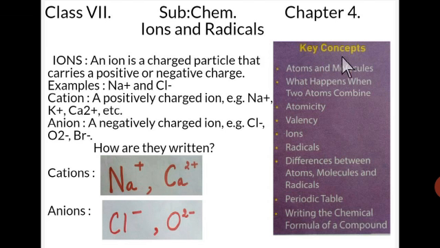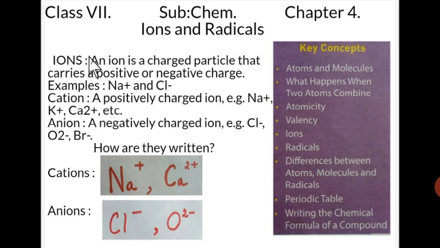First of all, let us see where we have reached in the key concepts. First, atoms and molecules we have discussed. Second topic, what happens when two atoms combine, we have completed. And atomicity and valency we have discussed in the previous video. We will complete ions and radicals today.